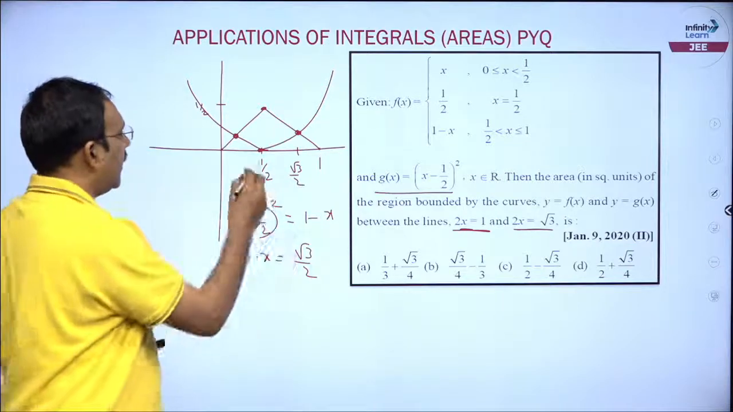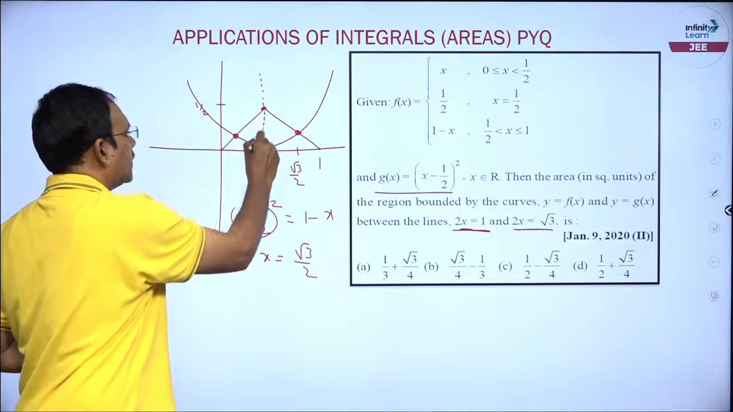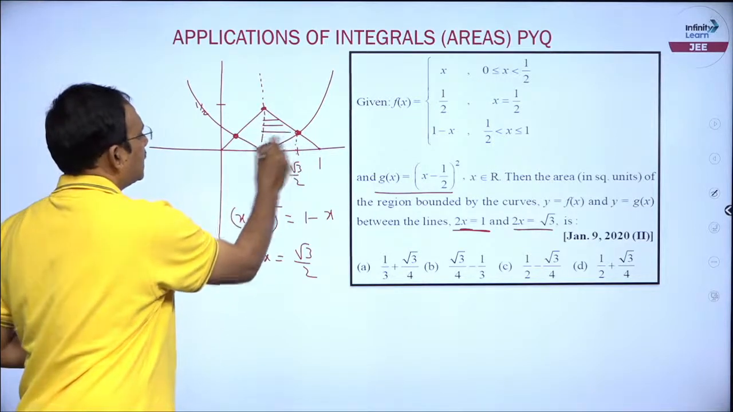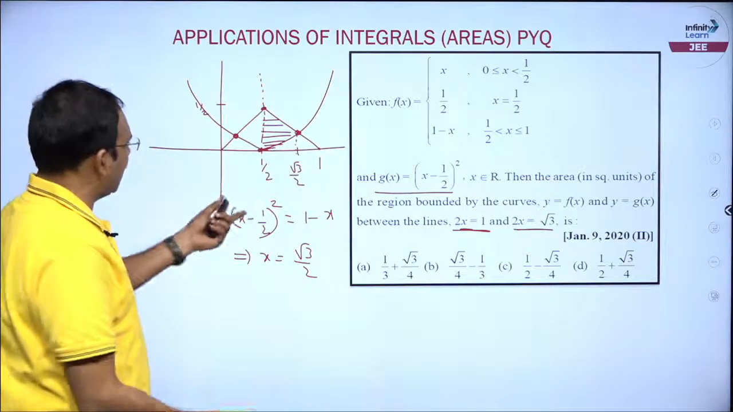So, the area bounded between these two and the vertical lines x is equal to 1 by 2, x is equal to root 3 by 2. This area you want, my dear friends. Now it is very simple, you see.